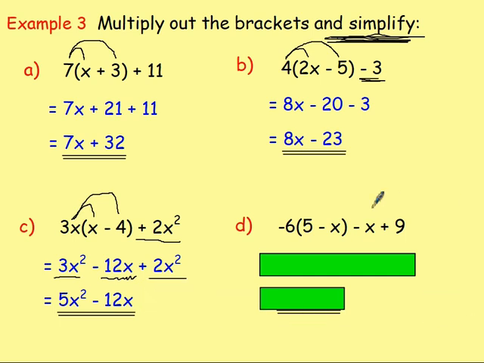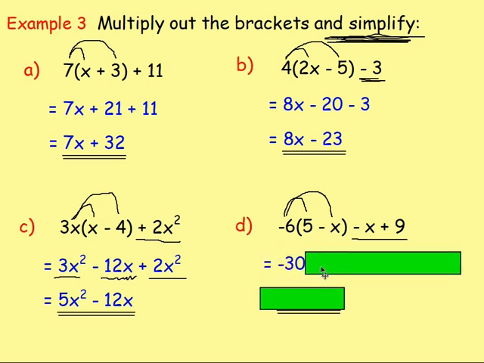D, negative 6 bracket, 5 take away x, then close bracket, then take away x, and then plus 9. So multiplying out the brackets, first of all, negative 6 times 5, then negative 6 times negative x, and the negative x and the plus 9 would stay as they are, because they're not in the brackets. You're getting the hang of this. So negative 6 times 5 gives you negative 30. Negative 6 times negative x: a negative times a negative is a positive, and 6 times x is 6x. And the negative x plus 9 would stay as negative x plus 9.